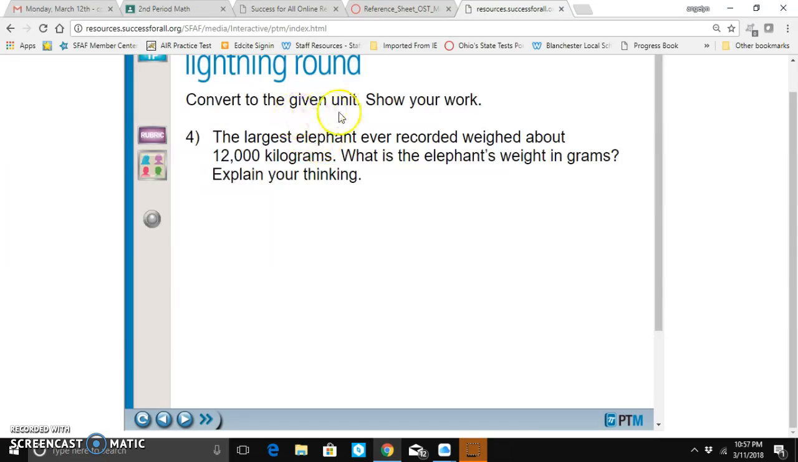Okay, next it says convert to the given unit. Show your work. The largest elephant ever recorded weighed about 12,000 kilograms. What is the elephant's weight in grams? Explain your thinking. So you're probably thinking, I don't know anything about grams and kilograms. We know we're comparing kilograms to grams.